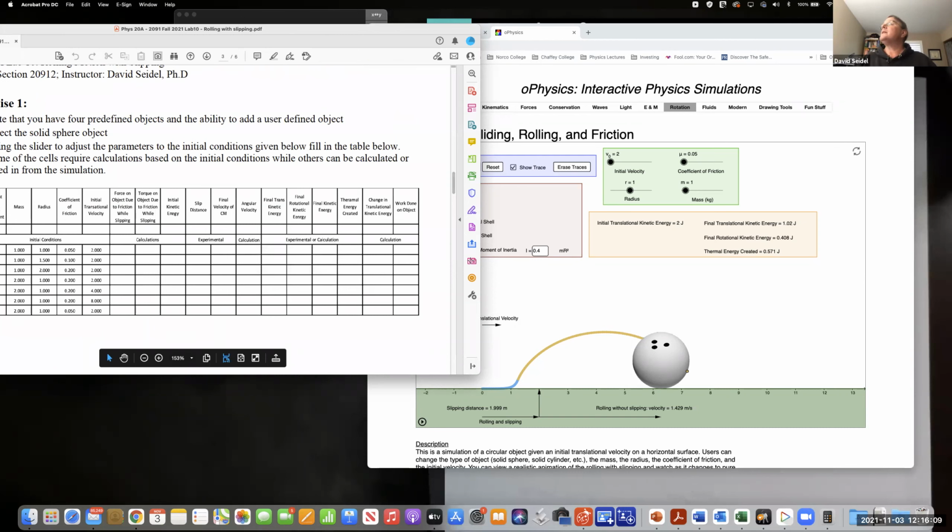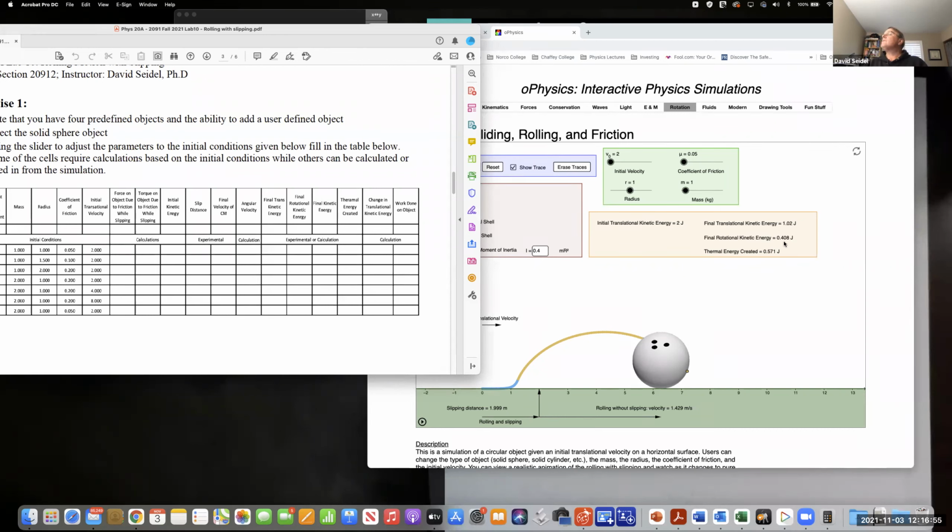The final translational kinetic energy, they give it to you experimentally, or you can calculate it: 1/2 m V center of mass squared. Final rotational kinetic energy, 1/2 I omega squared. Now, I is 0.4 mr squared. You do have to put in the mr squared at that point. The total kinetic energy is the translational kinetic energy plus the rotational kinetic energy.